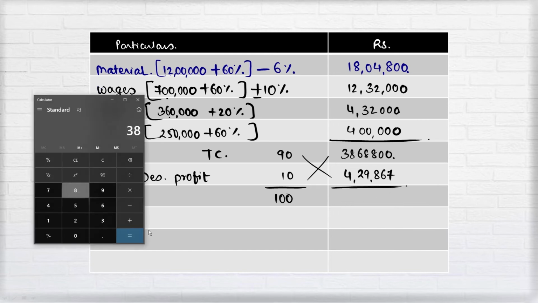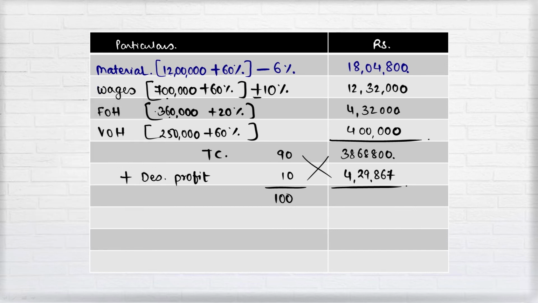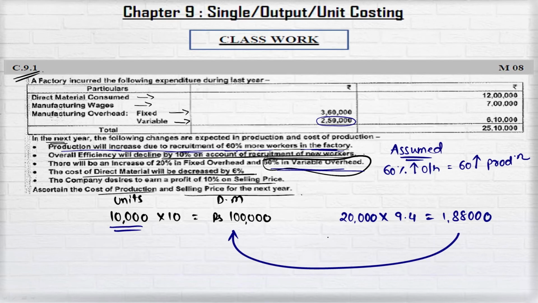Total will be 38,68,800 plus 4,29,867, which is 42,98,667. This is what is asked in the question.